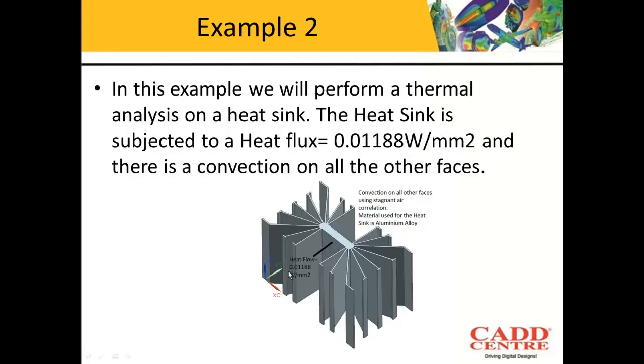You can see the surface on which the heat flow is acting, which is marked in the image over here. The material that we are going to use for the heat sink is aluminium alloy, and the convection on all the other faces is stagnant air correlation. Again, in this case we will be using the convection data that is available in the Ansys Workbench software, and the ambient temperature that we will consider is atmospheric temperature, whatever is the default atmospheric temperature.